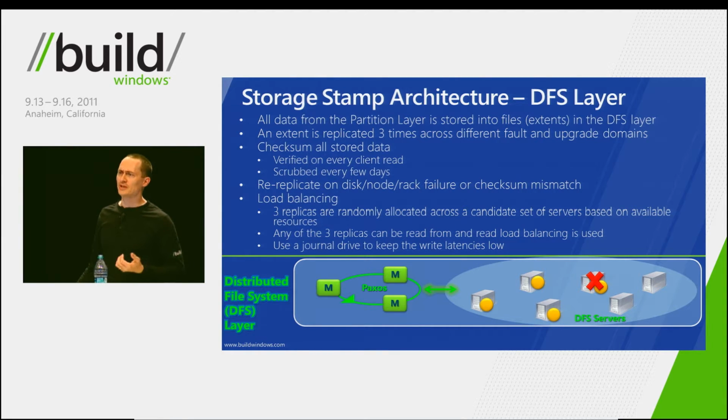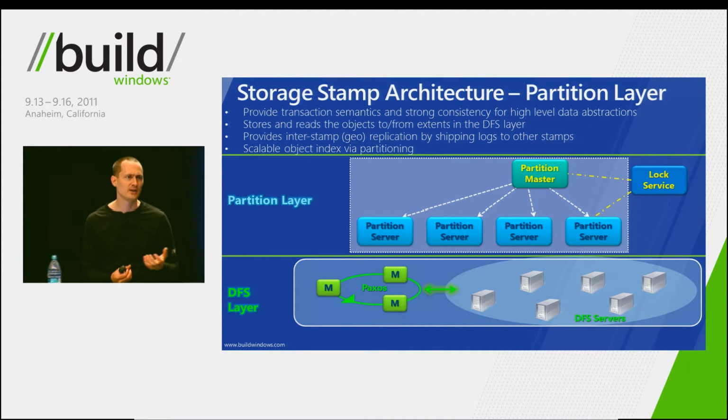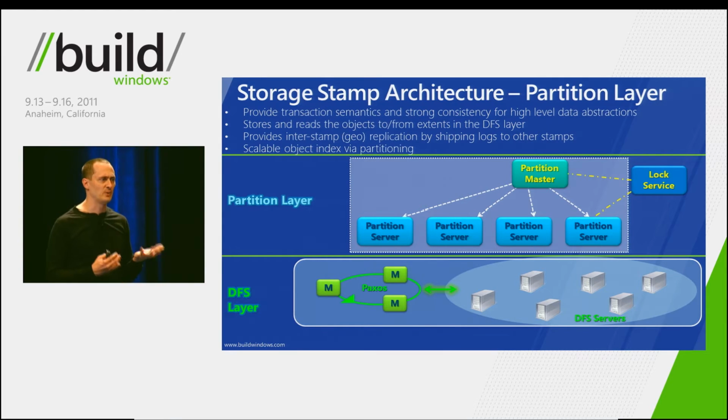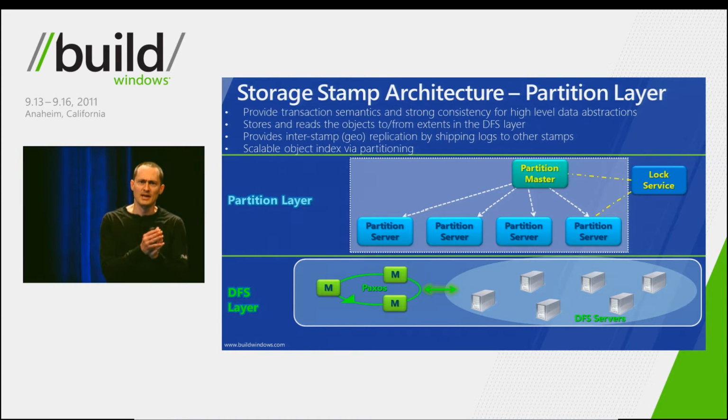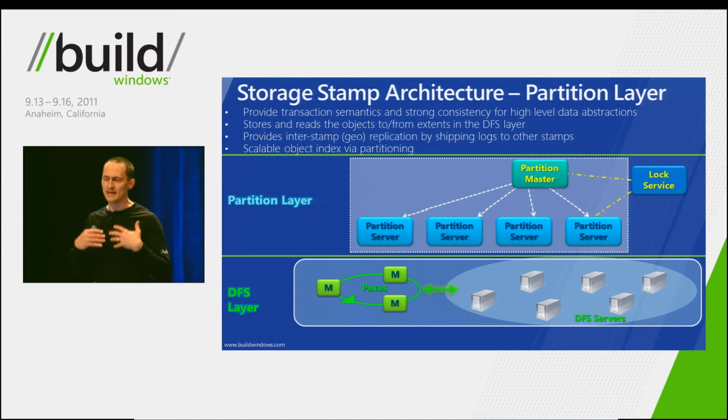Now, for the partition layer, this is the layer that actually understands what an object is. It understands what a blob is, an entity is, a message is. And so it's in charge of providing strong consistency for those objects, as well as optimistic concurrency. Okay? It takes these objects and then it stores them into these extents that the DFS layer manages. So it leaves all the durability of placing this data on disk to the DFS layer.